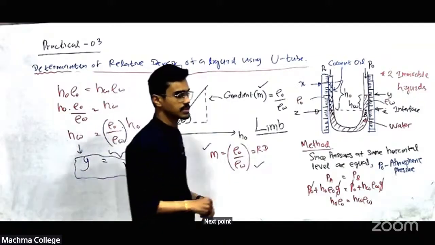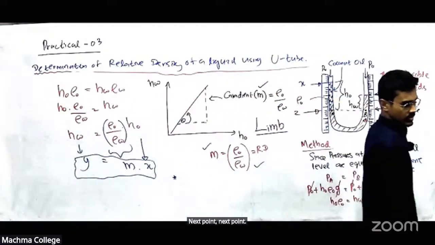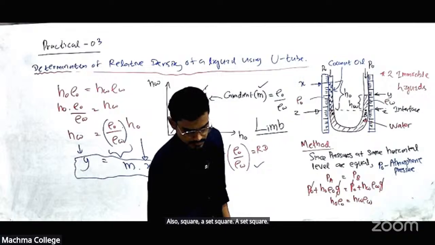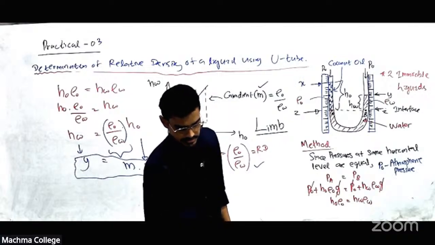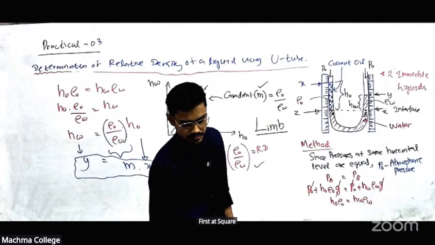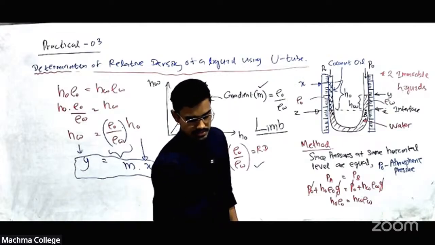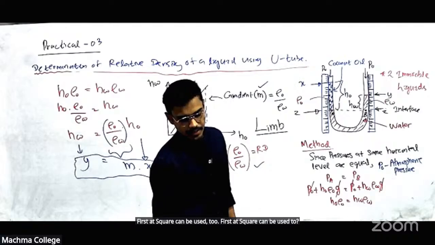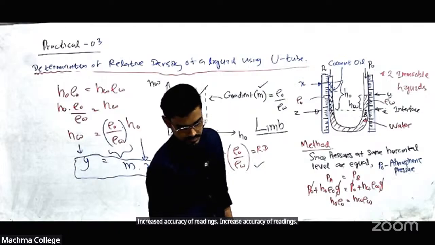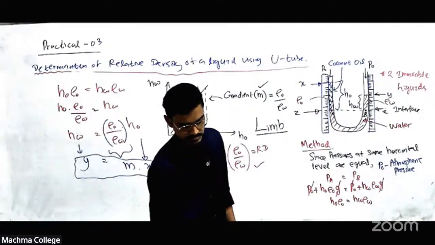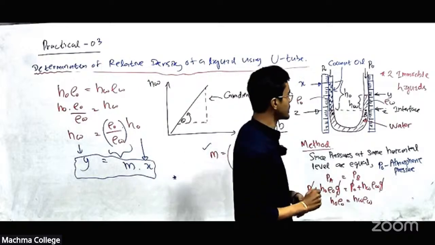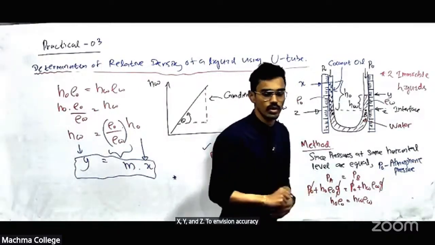Next point. A set square can be used to increase accuracy of readings X, Y, and Z.